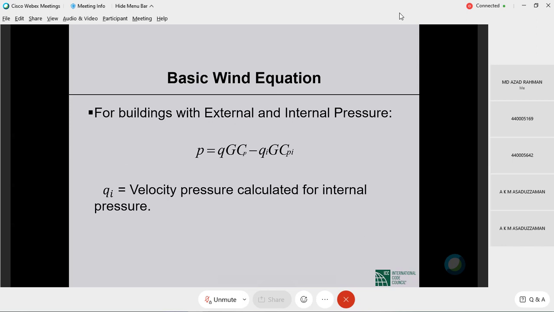Yeah. So when you bring the internal pressure into the picture, the basic equation P is equal to q G C sub P becomes what you see on the screen. Okay. Now you say P, the pressure on a wall of a building, is the external pressure minus the internal pressure. The q sub i is velocity pressure calculated for internal pressure. Most of the time q sub i can be taken equal to q sub h.